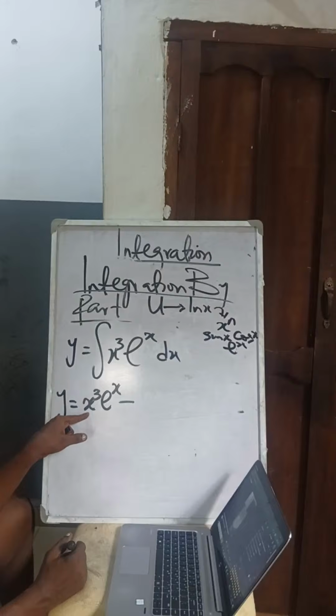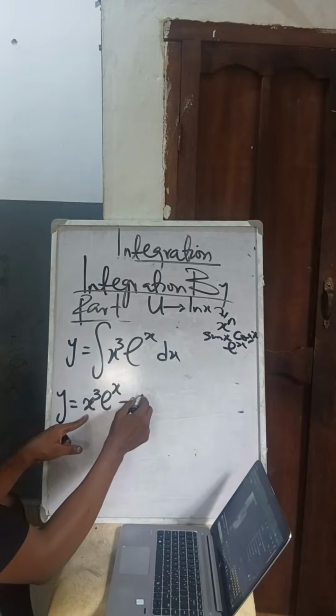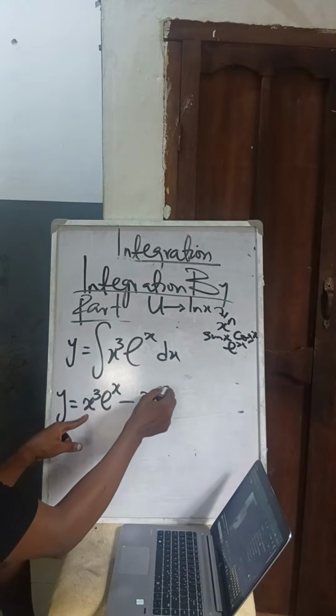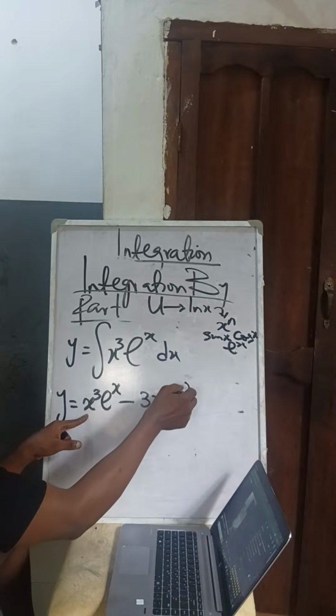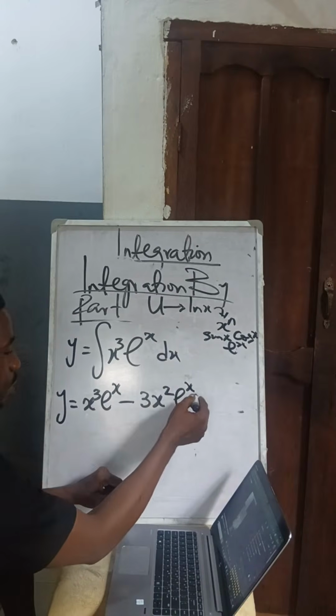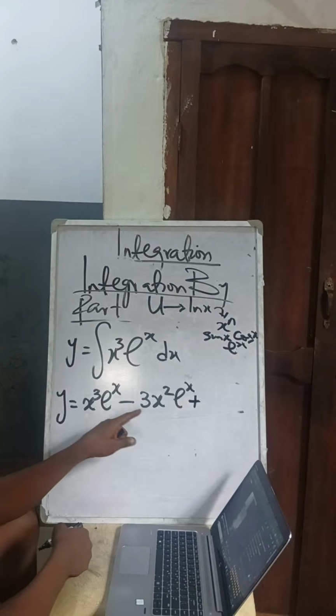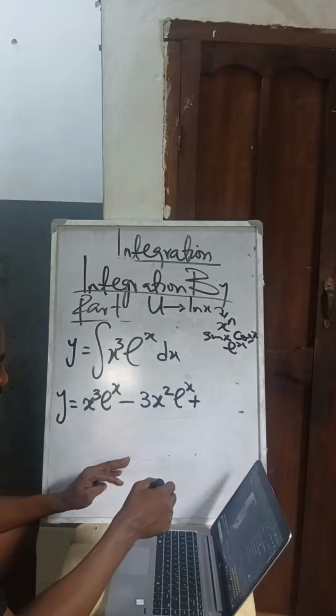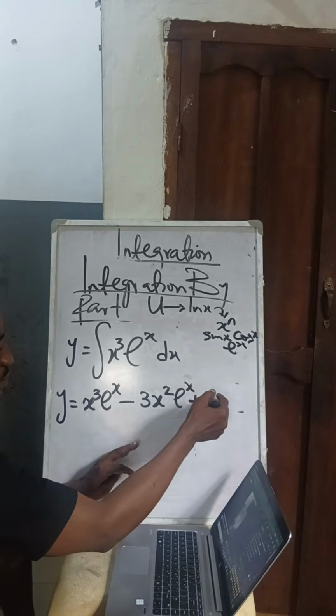Differentiate x cubed. What will you get? You will have 3x squared e to the x plus, differentiate 3x squared. What will you get? You will have 6x.